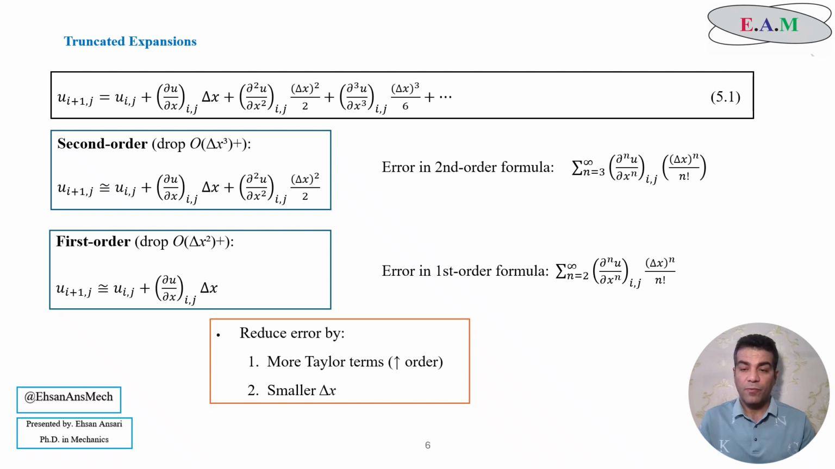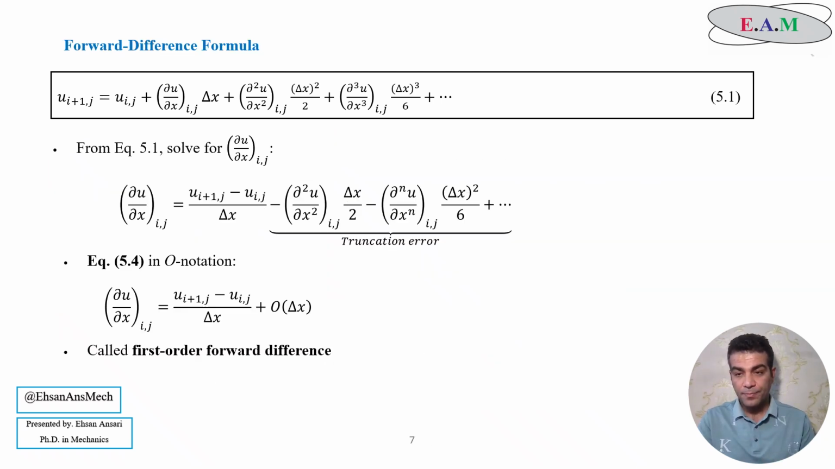For example, for second order, the error starts at n equals 3, and for first order, the truncation error starts at n equals 2. To reduce error, you either add more terms, raising the order, or refine the grid by decreasing delta x. Rearranging the Taylor expansion to isolate the first derivative, the leading term gives the familiar forward difference, and the remainder is formally O(delta x). We call this a first order forward difference scheme.